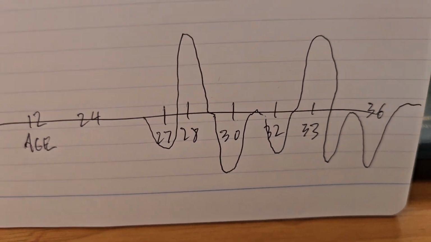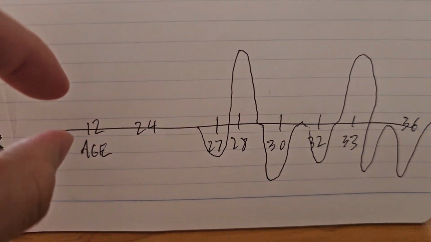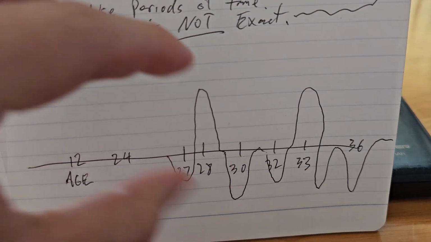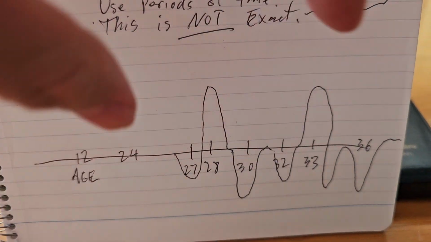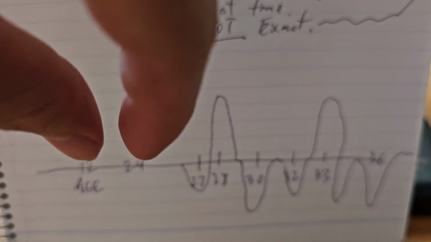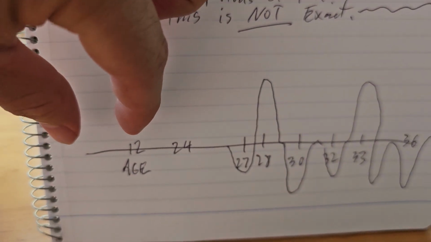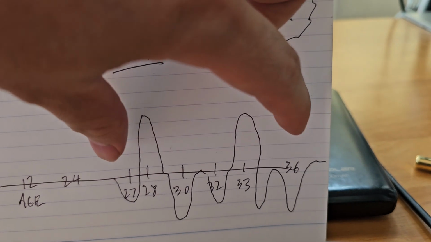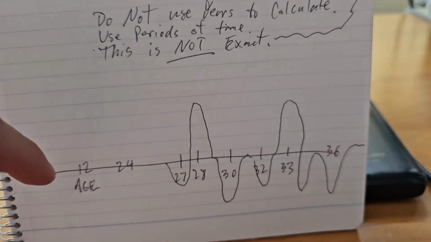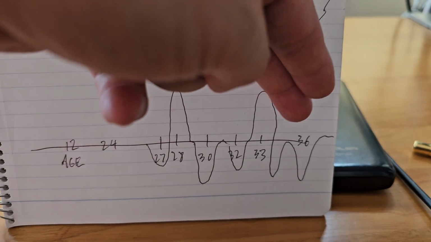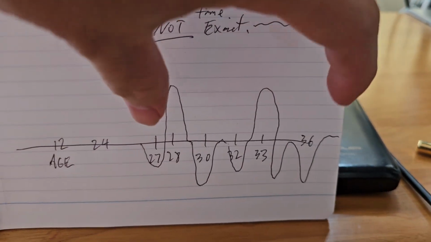Okay, so this is how this works. This is your age. Every 12 years, this pattern repeats. So you can put this exact same pattern here between 12 and 24, between 0 and 12, and after 36, because it's 12, 24, 36, 48, every 12 years. Every 12 years, this pattern repeats.